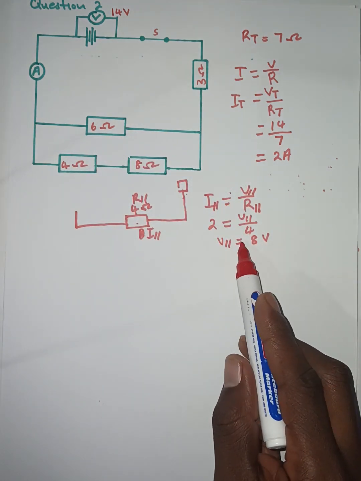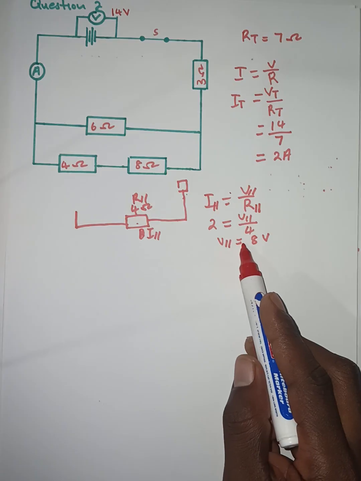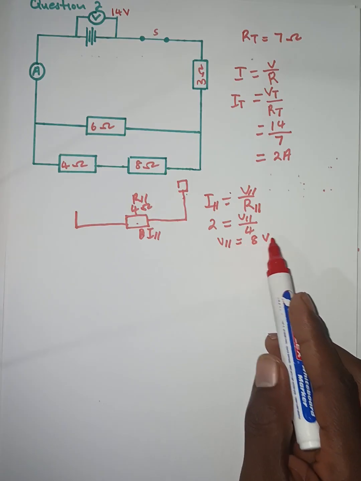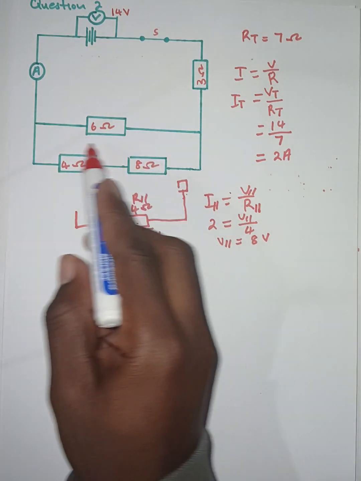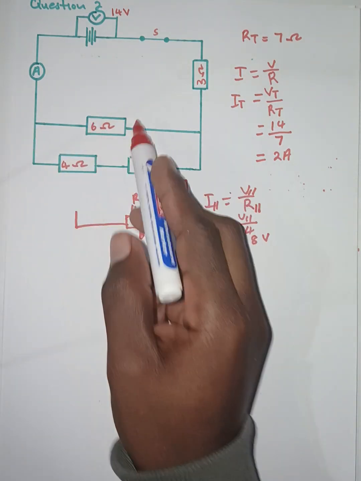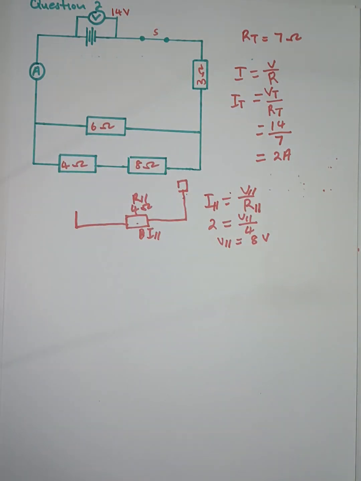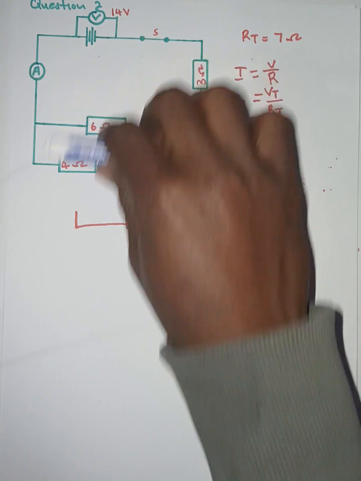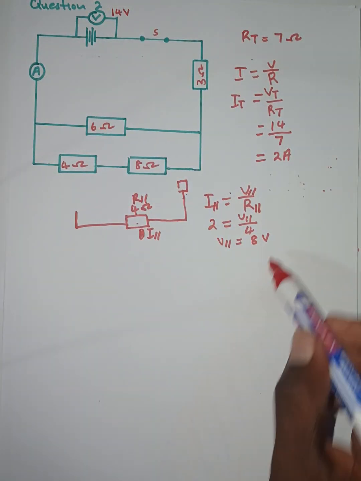So if of course our V parallel is 8 volts, that would actually mean that the voltage across those two would be 8 volts, and of course that would also be 8 volts. So we're actually treating them as one. So these two branches would actually be using 8 volts.